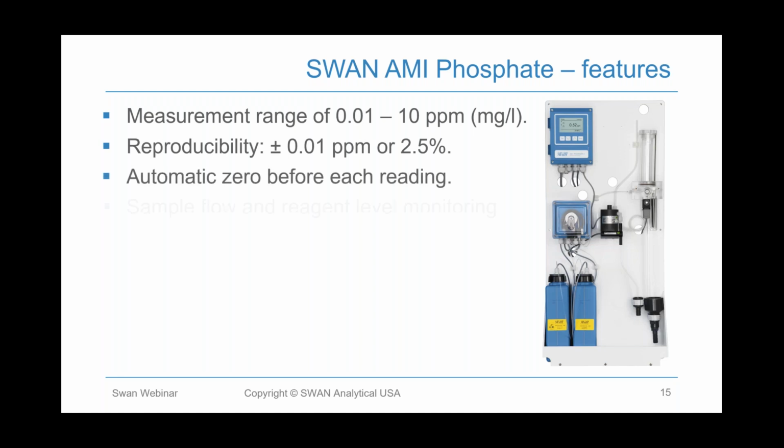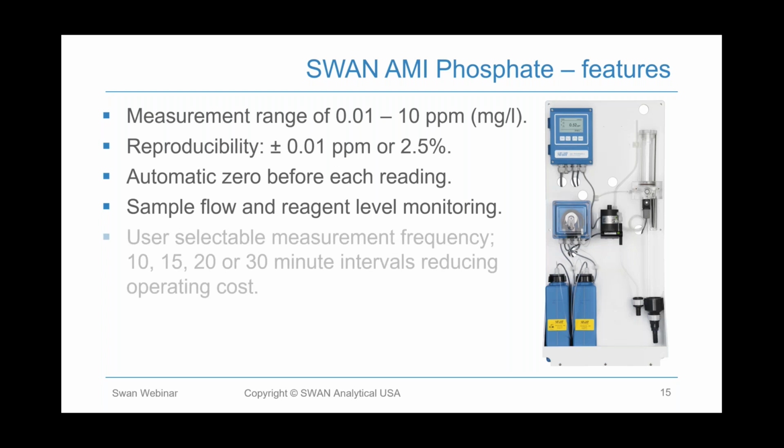We take an automatic zero before each reading. We have both sample flow and reagent level monitoring, so we can tell that the instrument has flow, and we can also tell the reagent levels. That's a very important feature that's unique to Swan, in that we can tell if the instrument has flow, which is very important for remote install locations. We'll talk a little bit about that in a minute.